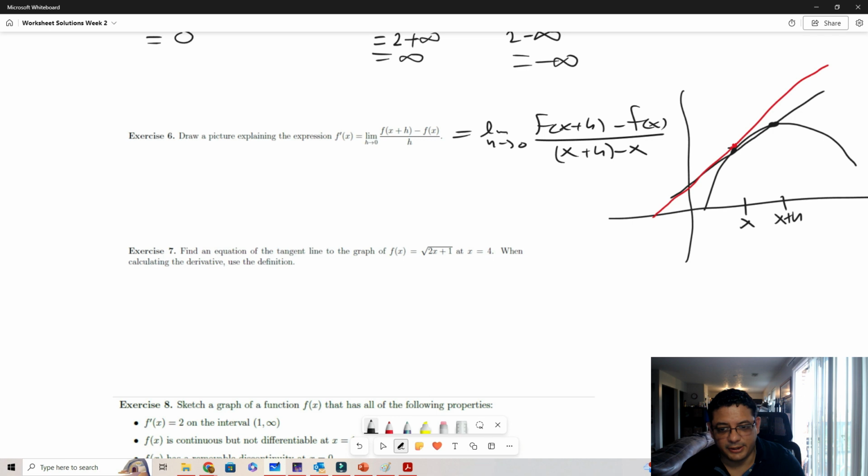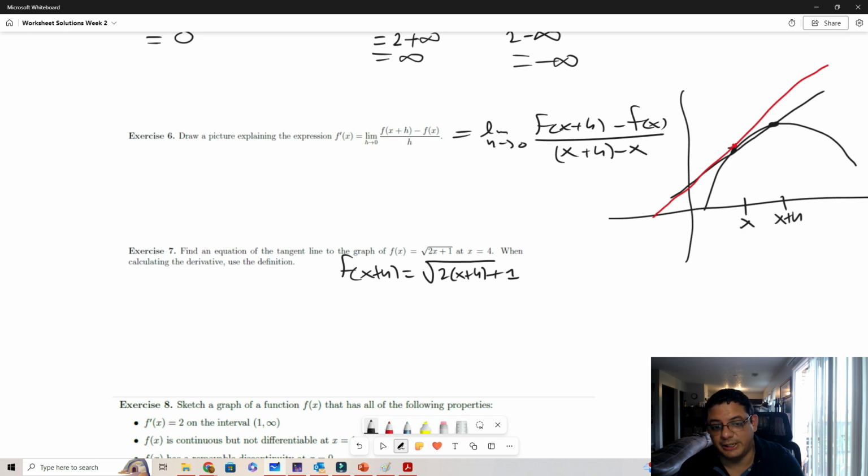Now, here says find an equation to the tangent line to the graph of the square root of 2x plus 1 at x equals 4. When calculating the derivative, use the definition. So we pretty much need to use this definition. The way that we're going to do it is we're going to calculate what f of x plus h is, which will be the composition of this, but instead of where x is, I'm going to plug in x plus h. And this is what happens.